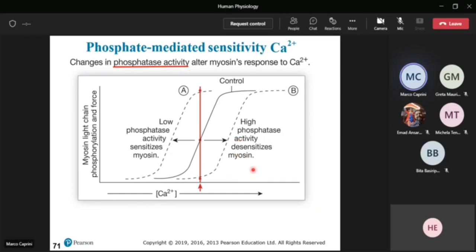Let me say, because the phosphatase or the kinase has a direct relation with the ATPase, and so it's controlled, either it's relaxed or contracted. Exactly. This is the point. You can increase the calcium, but if the MLCP activity is higher, even if the concentration of calcium is higher, the phosphatase activity desensitizes the myosin. So the contraction cannot take place.